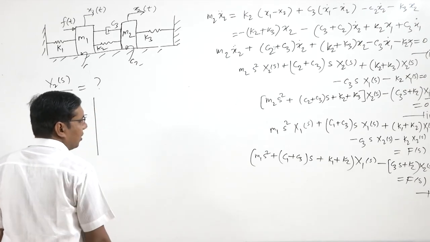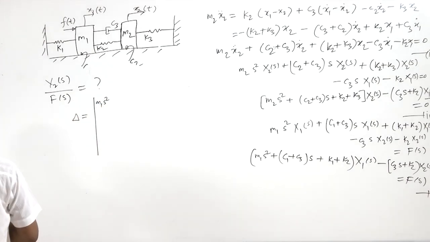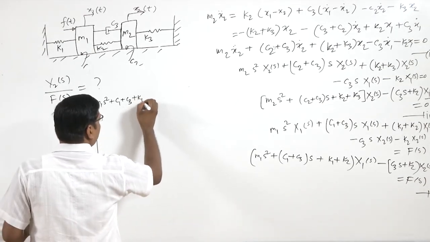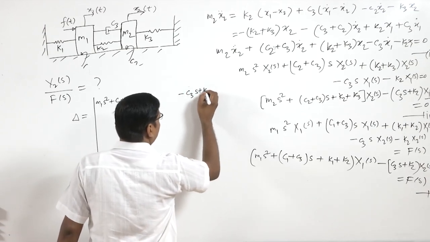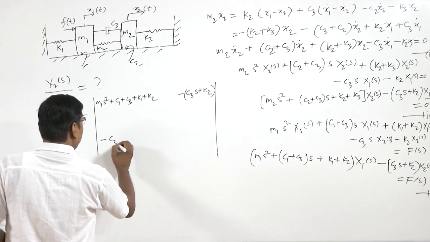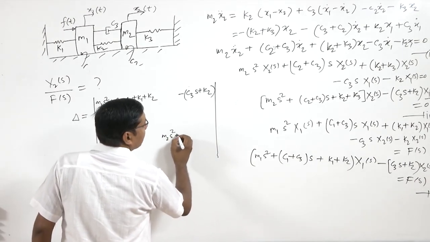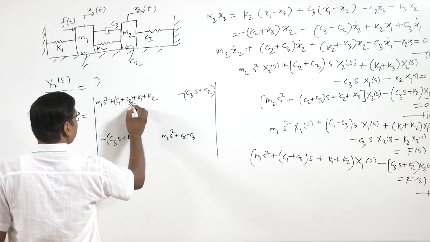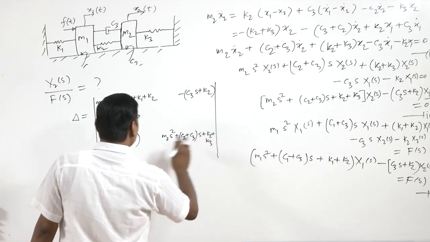If we say the determinant delta, it is equal to the determinant with first row m1 s square plus (c1 plus c3) s plus (k1 plus k2) and minus (c3 s plus k2), and second row minus (c3 s plus k2) and m2 s square plus (c2 plus c3) s plus (k2 plus k3). So this is determinant delta.